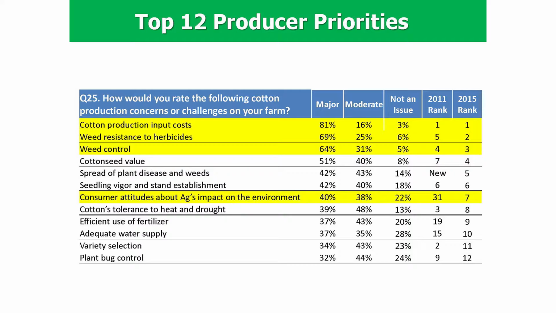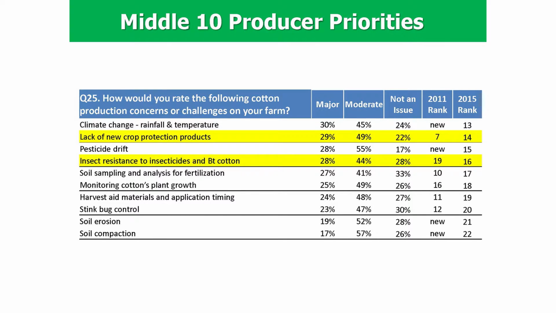The other trick question: we asked basically the same question twice, weed resistance to herbicides and weed control. Again, these were all randomly presented, 25 issues, and you can see the numbers are virtually identical for these two concerns. So I feel that growers were honest in terms of reading and responding based on that.